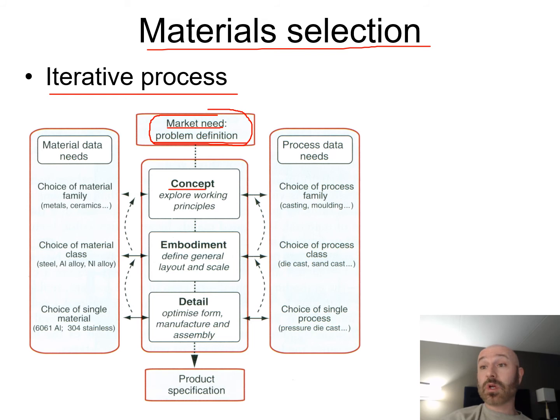Once you have that information in front of you, the next step is to continue on to the concept, exploring these working principles. So what is your general concept? What are your ideas for this? There are two paths we can consider: the material data needs and the process data needs.